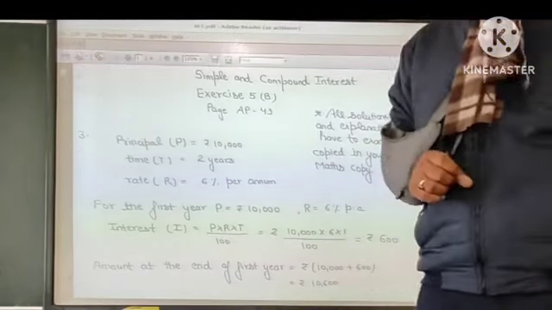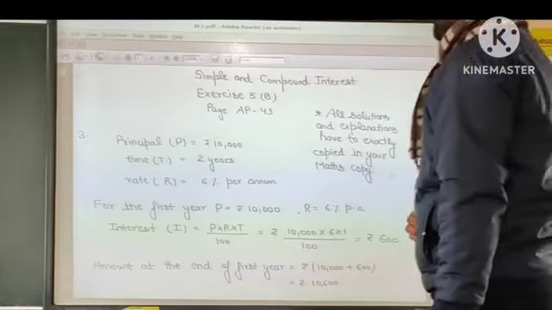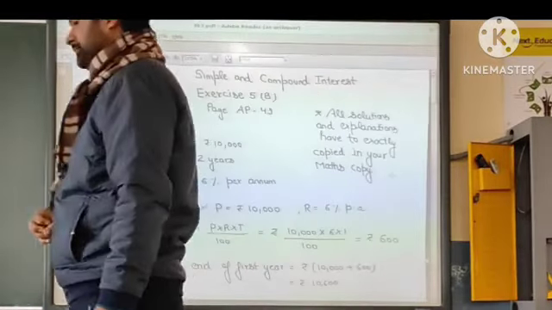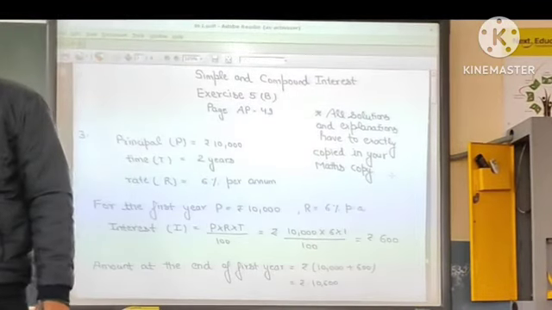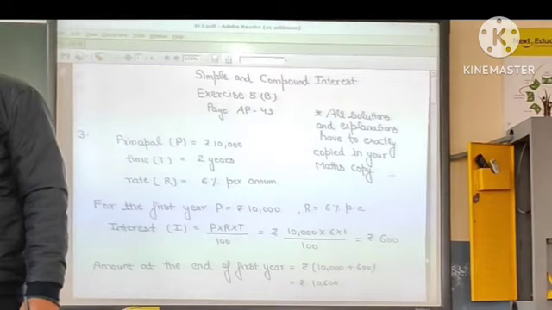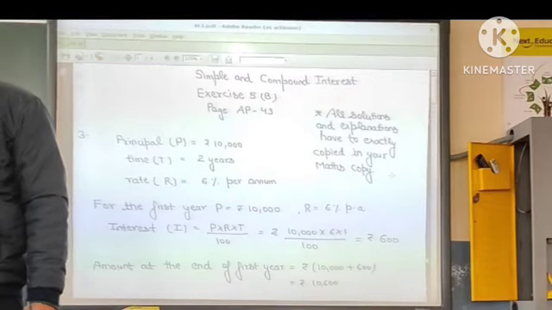I'm taking up question number 3 here. As you can see, the simple compound interest. Question number 3 says what? Calculate the amount in compound interest when rupees 10,000 is invested for 2 years at 6% per annum.